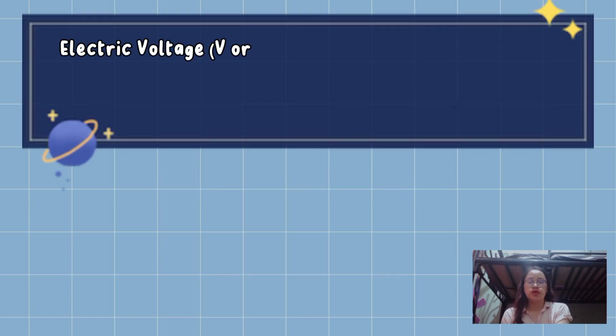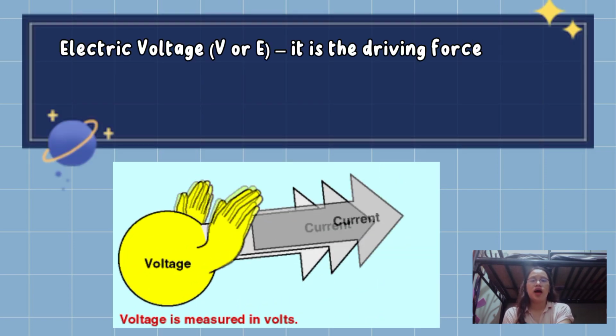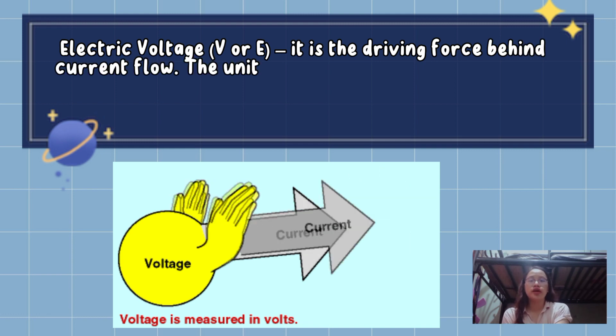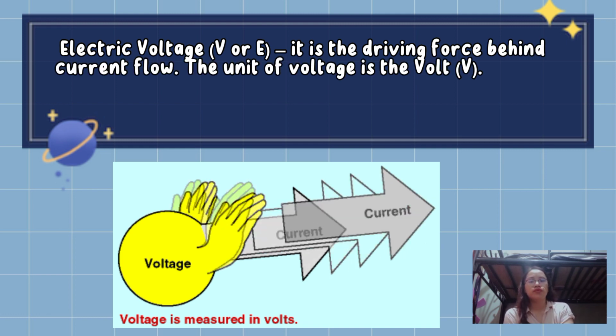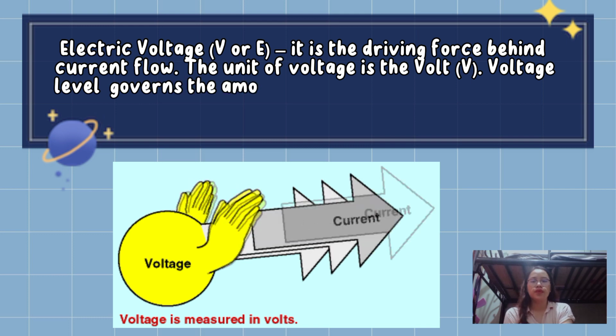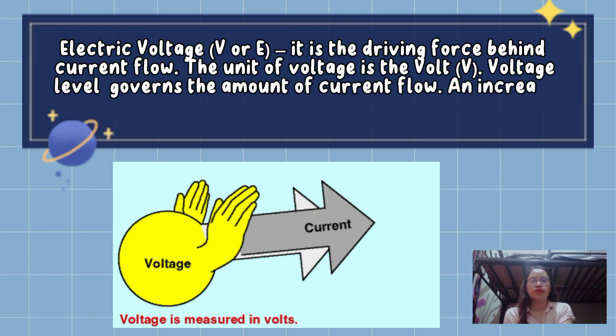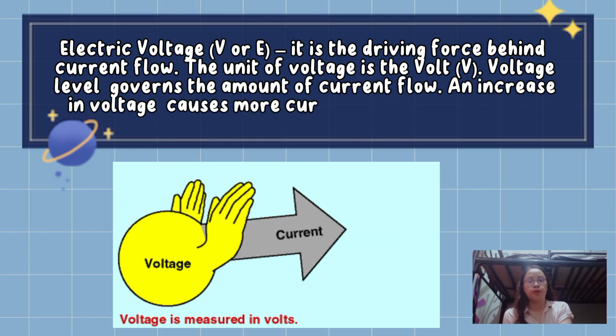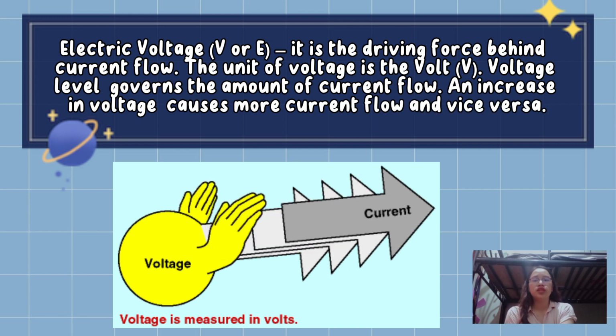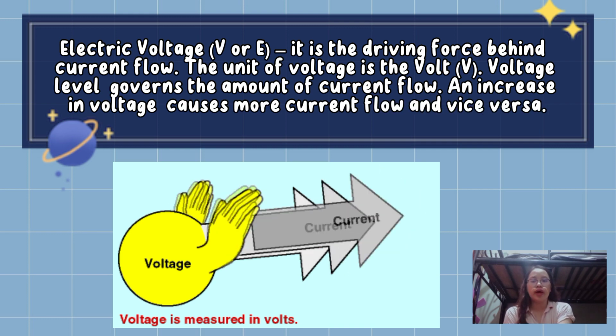Electric voltage, V or E. It is the driving force behind current flow. The unit of voltage is the volt. Voltage level governs the amount of current flow. An increase in voltage causes more current flow and vice versa.